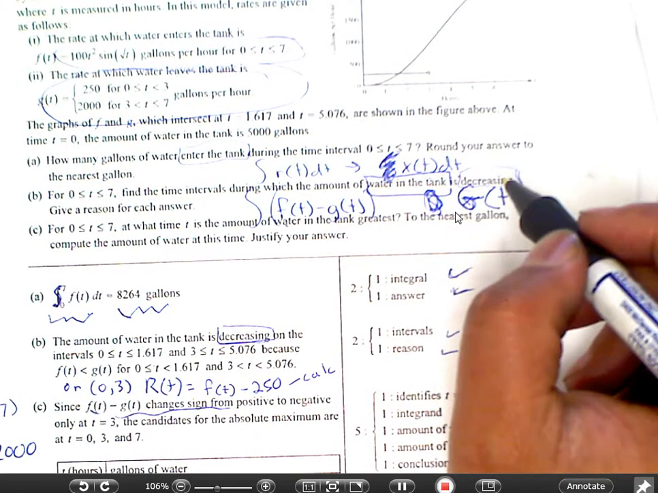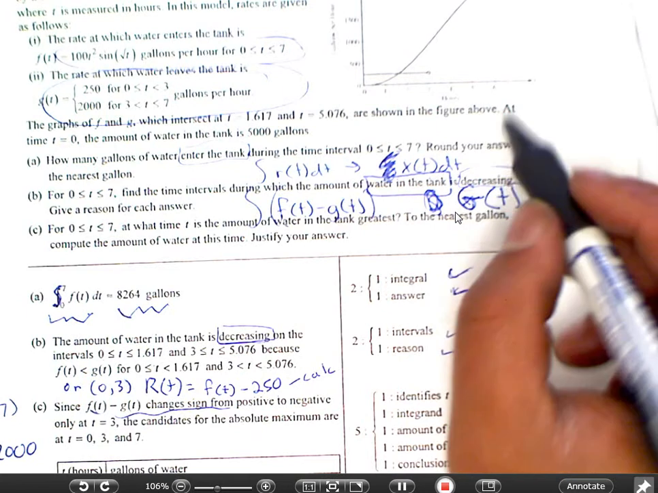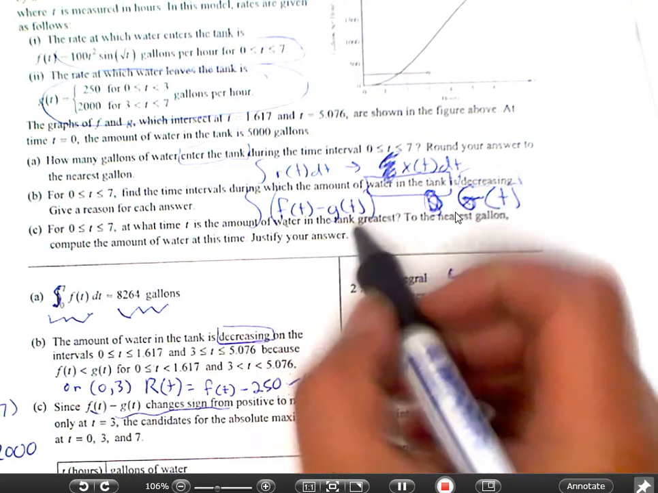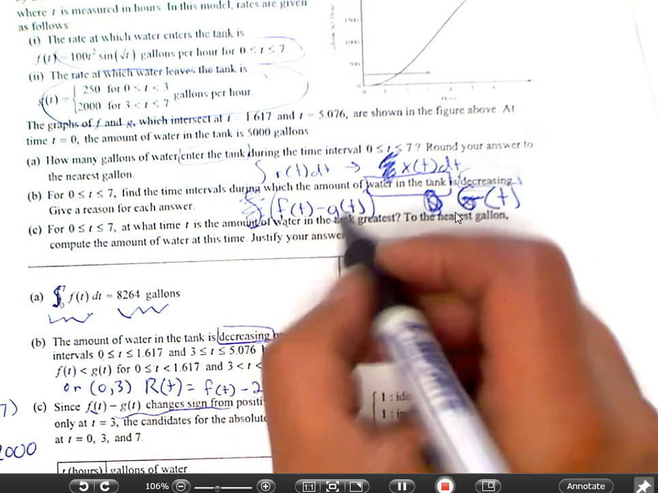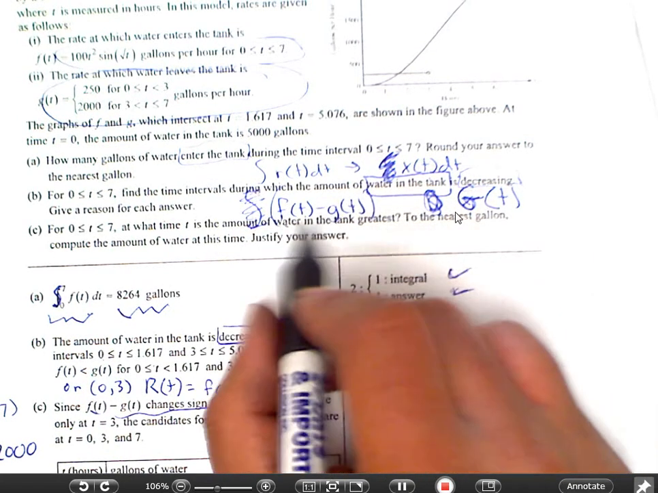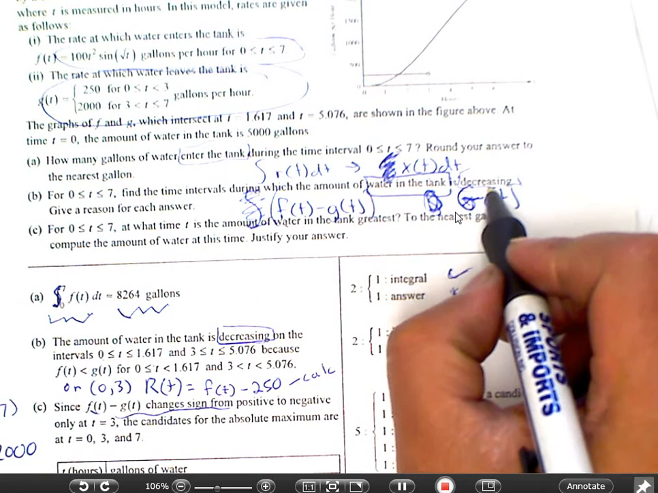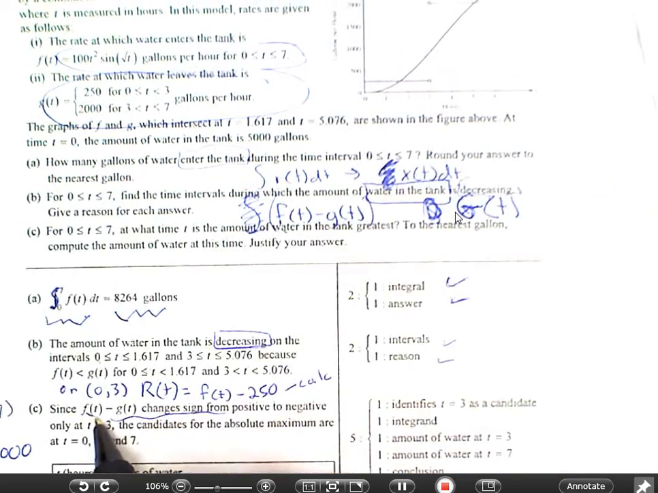Okay, so I want to integrate that. Well, I can't. I'm sorry, I just got off track. I don't need to integrate that. I just look at my rate. If I look at my total rate, then when it's negative, it's decreasing. Okay?